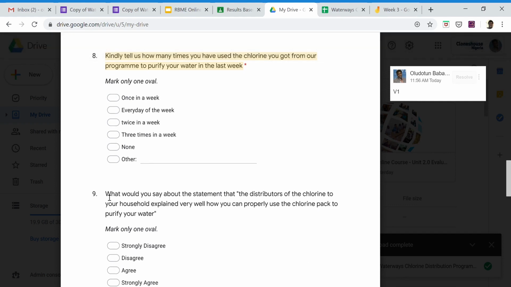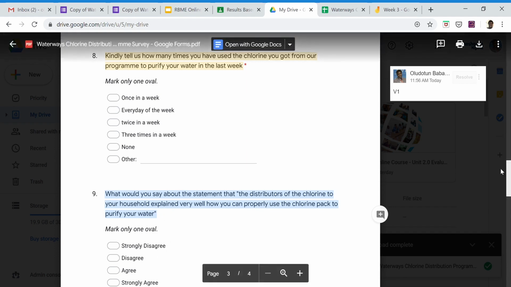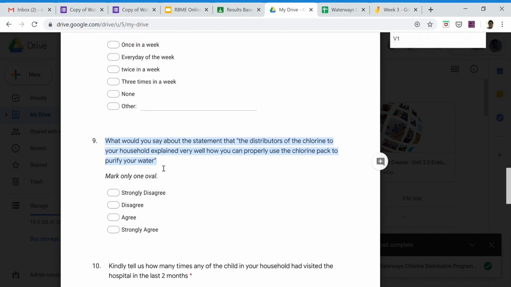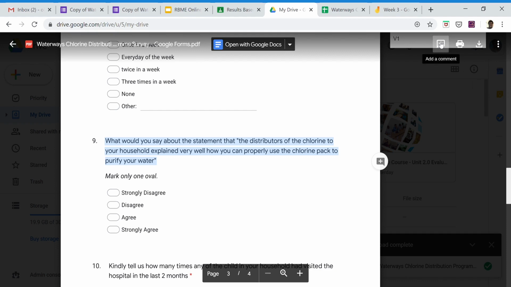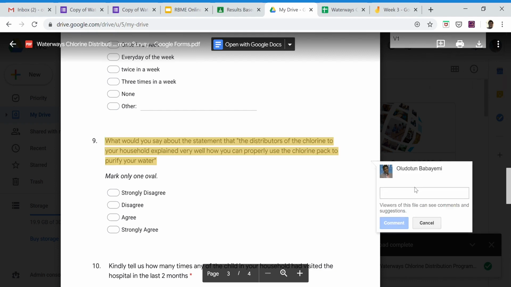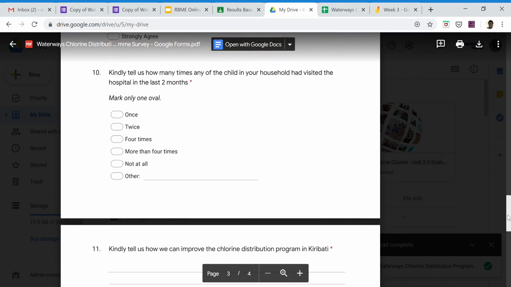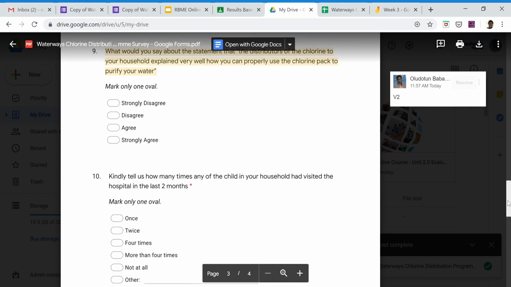So what would you say about the statement that distributors of chlorine explain very well how you properly use chlorine, part 2? So we're asking about the perception of those that distributed chlorine in the community. So this is also a variable. I can call it v2, right? And I go to 10.